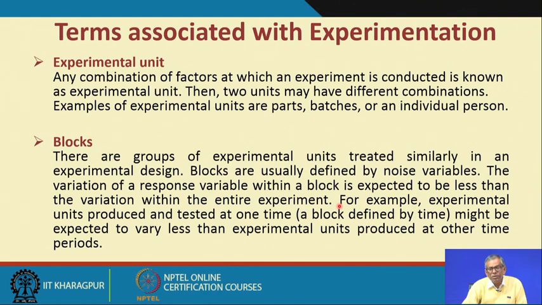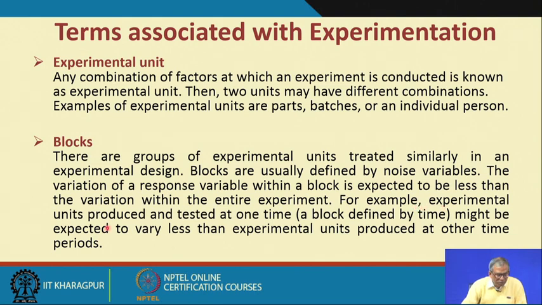That means suppose the experiment is to be conducted under three ambient temperatures, say 35 degrees Celsius, 45 degrees Celsius and 55 degrees Celsius. So the experimental units under 35 degrees Celsius may be treated as one block, and similarly when you change the temperature to 45 degrees, it may be treated as a separate block. And there could be many examples of blocks.